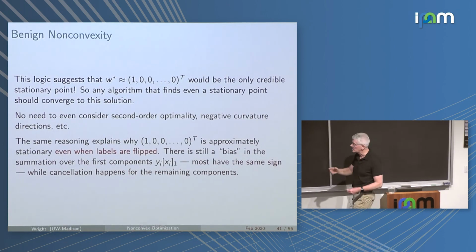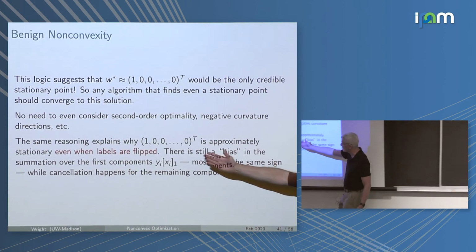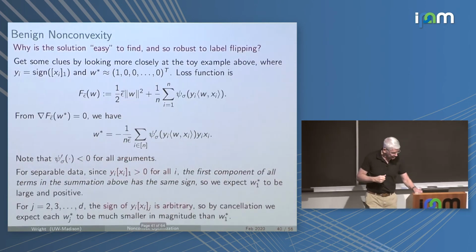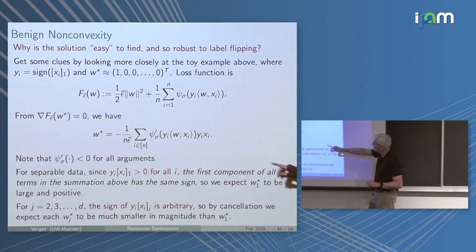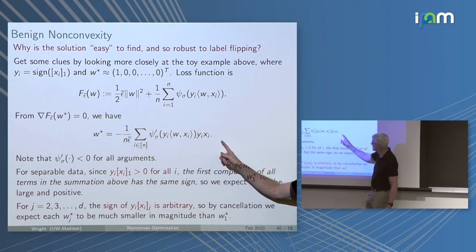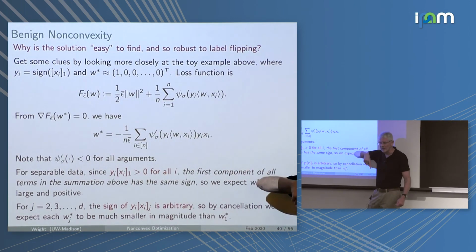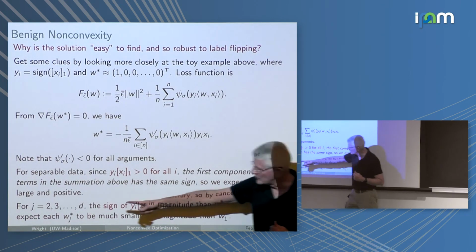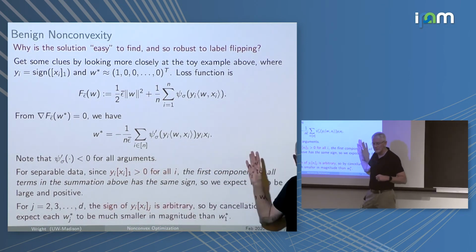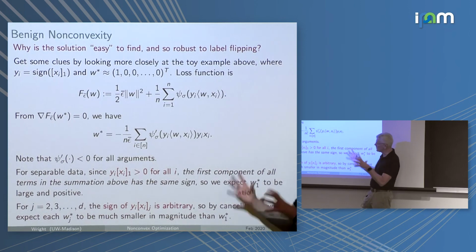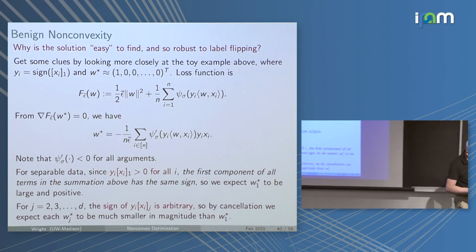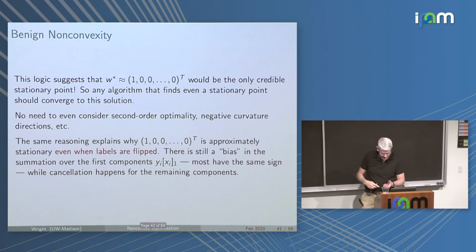That also explains why, even when we flip the labels, this is still a solution. Because if we flip 20% of the labels, that means that 80% of these terms will have one sign and 20% will have the other sign in the first component. Whereas for the second through the d-th component, it's still going to be 50-50. So the first component is still going to have a bias in it. And so that 1, 0, 0 is still going to be a solution.